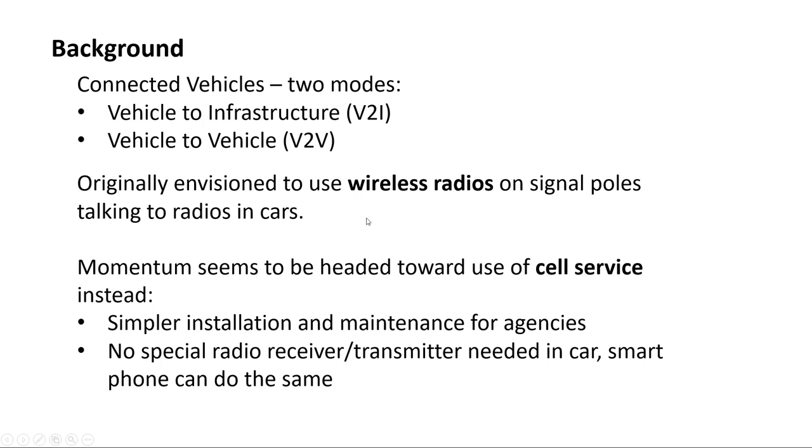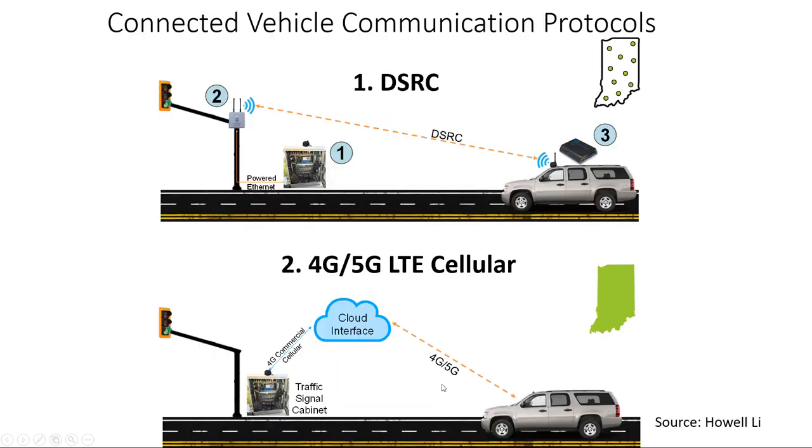For that, wireless radios are still officially supported by the feds, and originally they were going to push it, as that's the way it has to be. Almost everybody is seeing that the cell service way is going to be a lot simpler in the end, especially for the agencies who have to maintain these things, right? And the thing is, all you need now is a smartphone. That's really all you need. You have to load an app, and then you're ready to go.